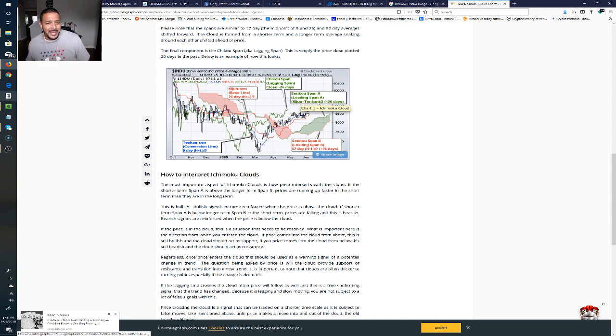The hour if you're a daily trader. If you're a monthly trader, use the daily chart, etc. Weekly trader, use the weekly chart. You get the idea. But the baseline is the red line, that's the 26-day high and low divided by 2. The blue line is the conversion line, which is the 9-day high and low divided by 2.